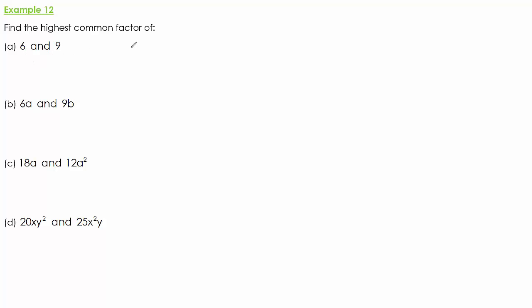So 6 and 9 are both multiples of 3. If I look at 6, that's 3 times 2, and 9 is 3 times 3. So I've broken it down into primes, and I can see that the 3 is common, and then we've got a 2 and 3 that are unpaired, and that means that the highest common factor is 3. It's the highest number that goes into both 6 and 9.